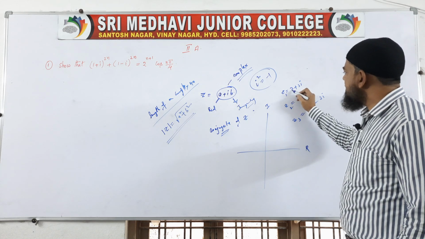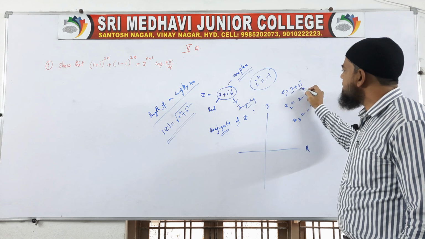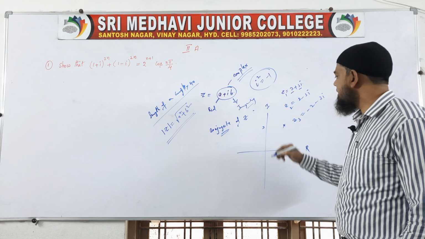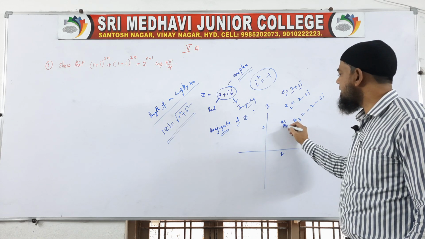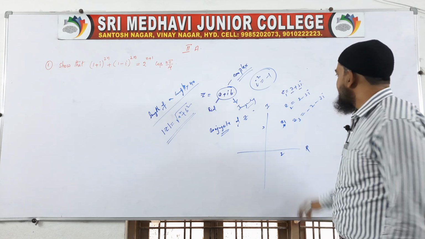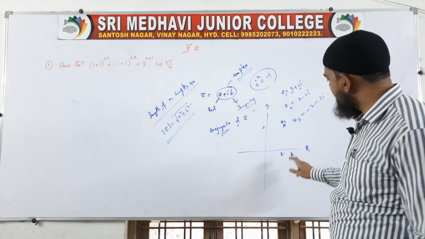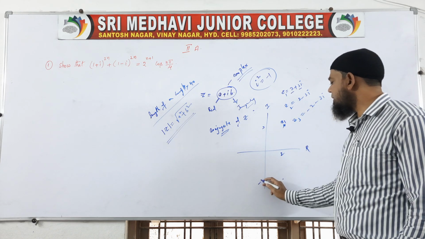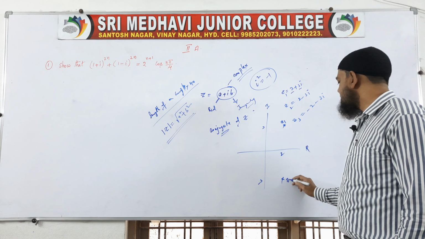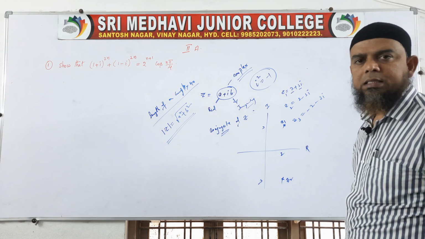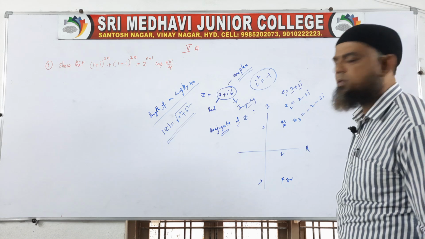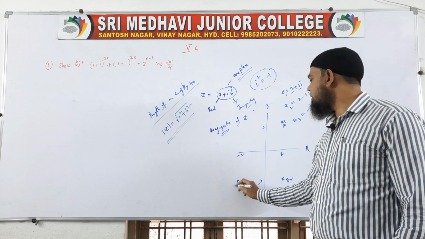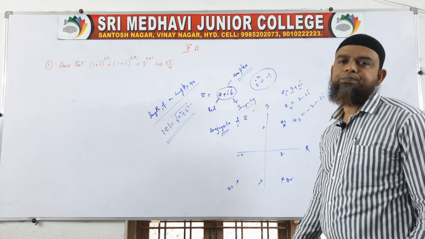See children, z1 is equal to 2 plus 3i means 2 is positive, 3 also positive. 2 here, 3 here. Approximately z1 is located here. Similarly, 2 comma minus 3: 2 means positive 2, minus 3 means negative 3. That is located here. Z2 is located in the 4th quadrant, similar to coordinate geometry. Minus 2 minus 3i, that is minus 2 here, minus 3 here, located here. It is called the z3 point.